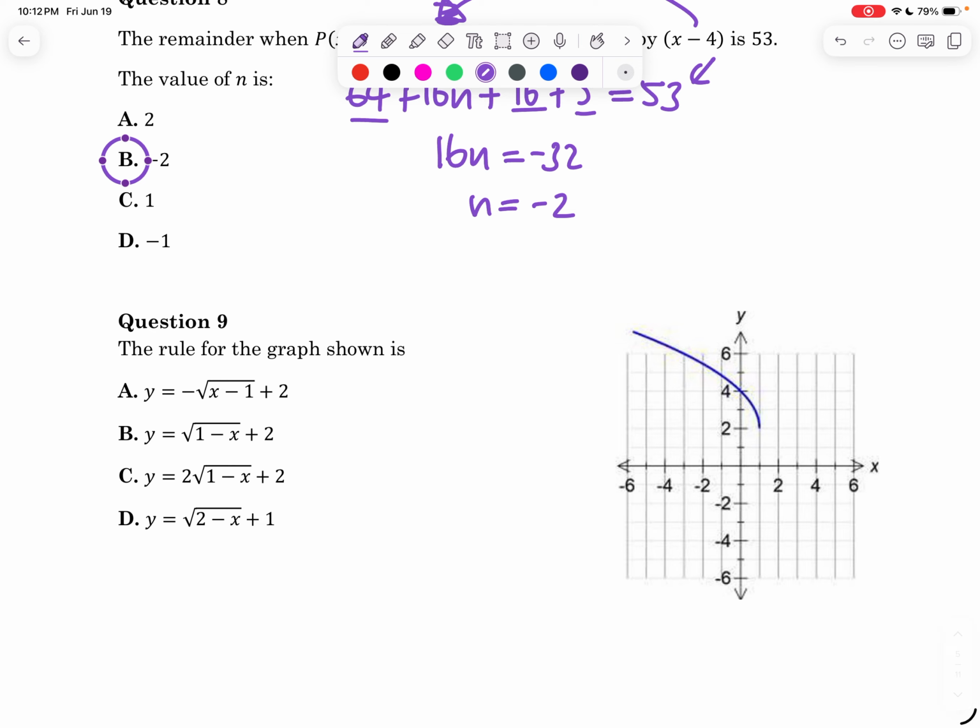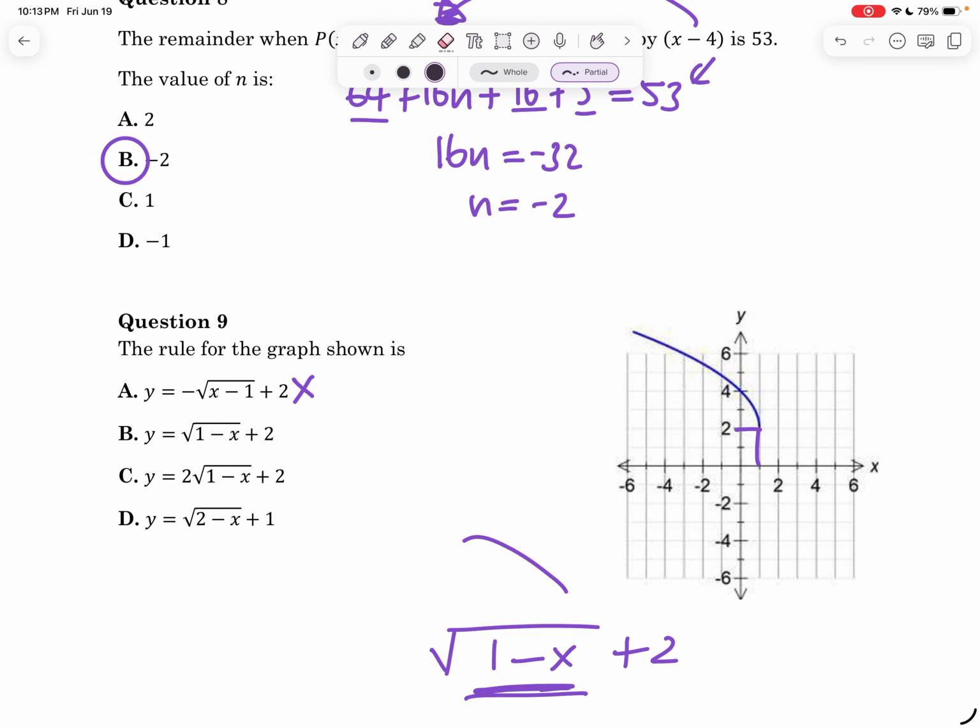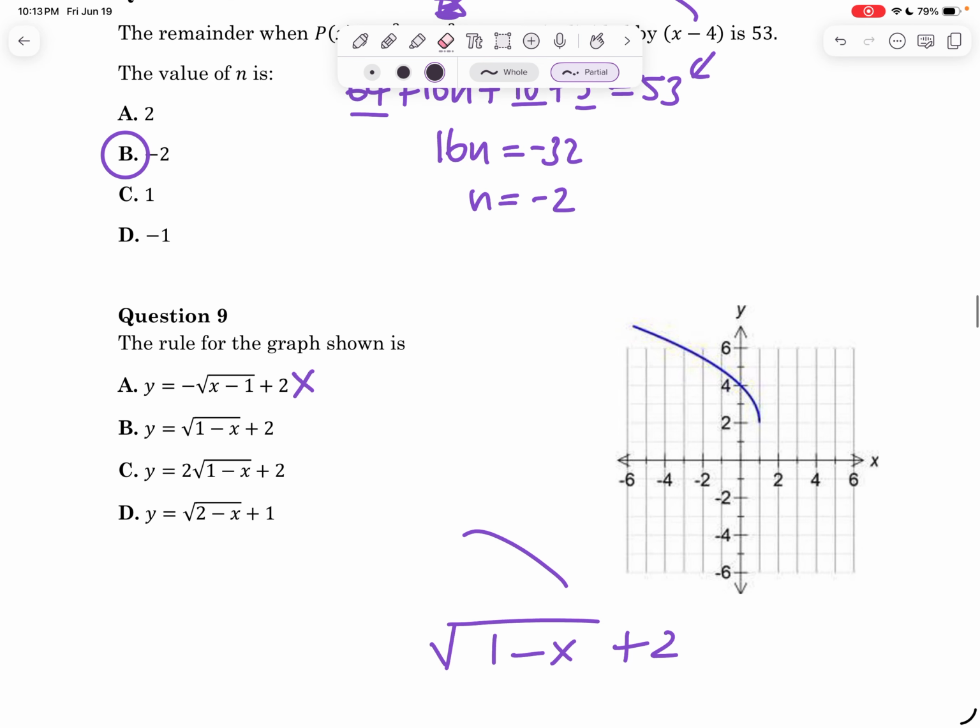Okay, the rule for the graph shown. You could just sketch all these if you wanted to. We know it's going to the left, so it's got to be a negative x, so it can't be that. Can be any of those. Its starting point is 1 across and 2 up. So it's got to be root of 1 minus x, plus 2, because it's been moved 2 up. The 1 minus x moves it 1 to the right, because if we say 1 minus x equals 0, x equals 1. So it's either B or C.